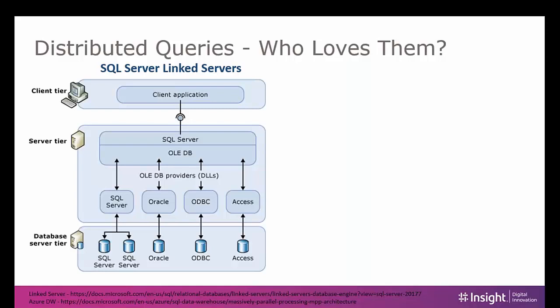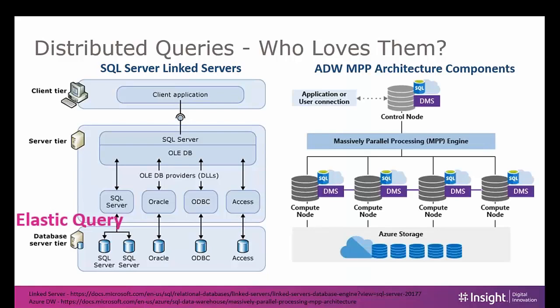Now, this notion hasn't gone away all that much. It's still pretty much the concept that's in use when you talk about elastic query, which is the ability of Azure SQL to query across multiple Azure SQL databases coming from one database, what I like to call the driving database. Now, why am I bringing this up?